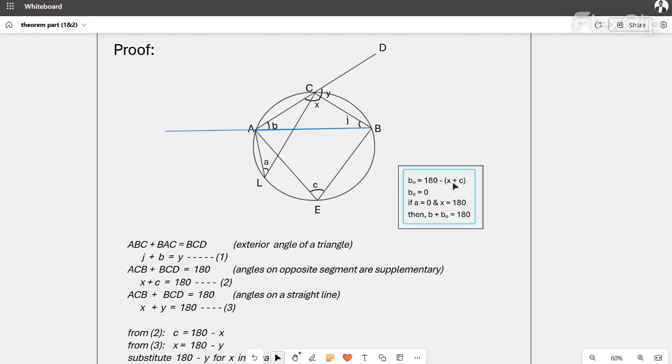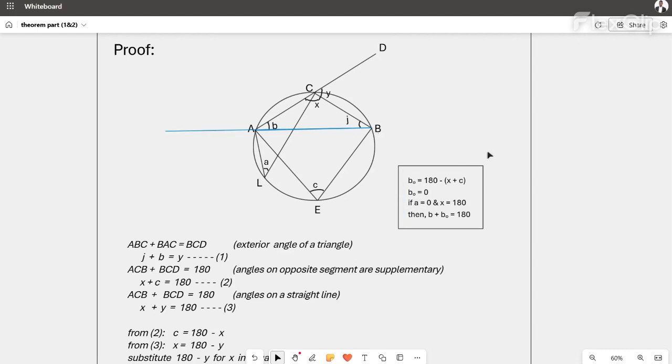Then angle X and angle C together are theoretically 180 degrees. Therefore, 180 degrees minus 180 degrees is equal to 0. Therefore, B naught is equal to 0 in this case, in this diagram. That's why you do not see anywhere labeled B naught in this diagram.